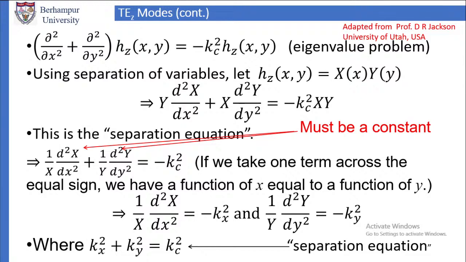So let us write that (1/X) d²X/dx² is equal to minus kx², which is a constant. Similarly, (1/Y) d²Y/dy² is equal to minus ky², which is a constant. If we add these two terms, on the right-hand side we will get minus kx² minus ky² is equal to minus kc², from which we get kx² plus ky² is equal to kc². So this is called the separation equation.